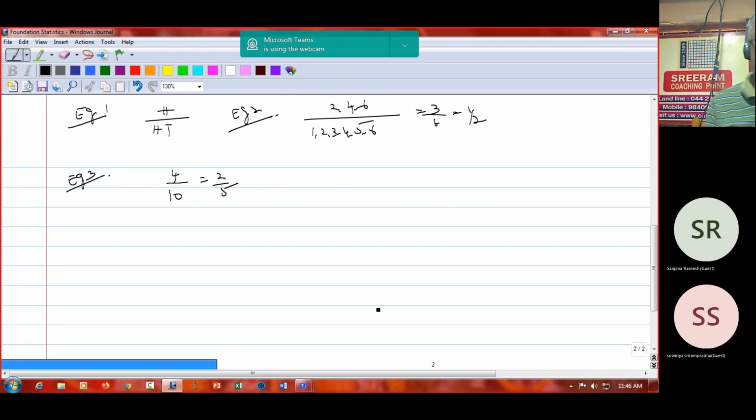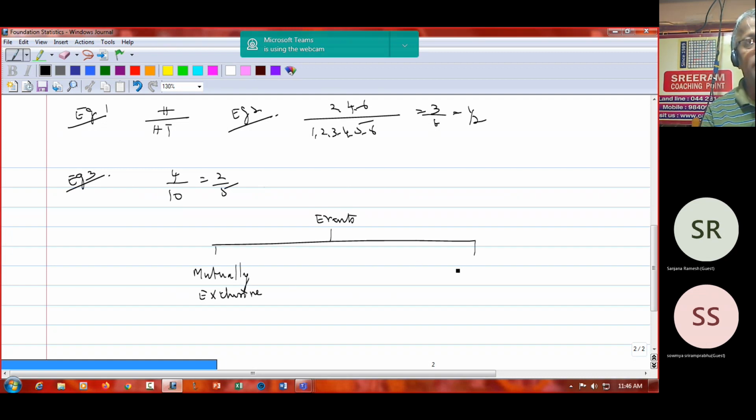See, one important thing that you people have observed in permutation, the same thing is going to happen in this case also. Events are to be classified into two: one is mutually exclusive, mutually exhaustive, and independent.